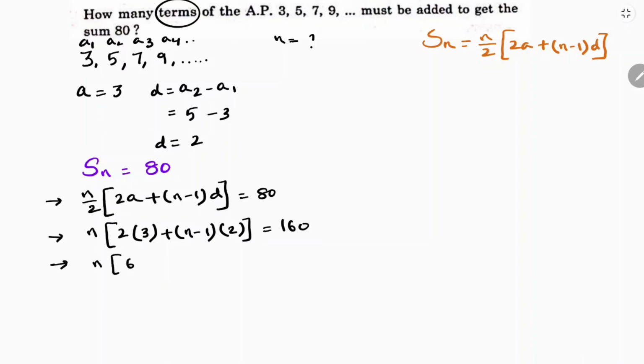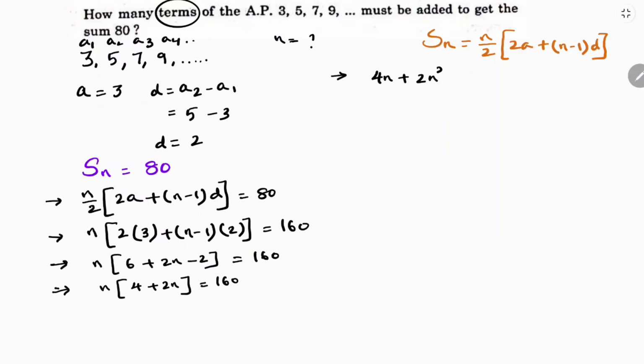Now n into 2 into 3 is 6, plus 2n minus 2 equals 160. N into 6 minus 2 is 4, so 4n plus 2n equals 160. Next step, if we multiply, 4n plus 2n square, 2n into n, 2n square equals 160. I'll transpose 160 to the left side and write in standard form: 2n square plus 4n minus 160 equals 0.